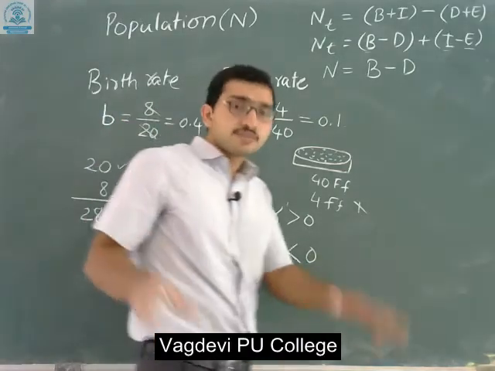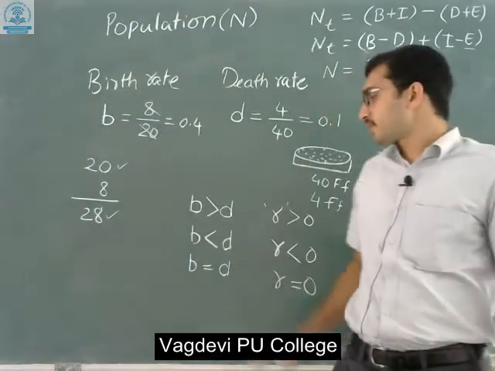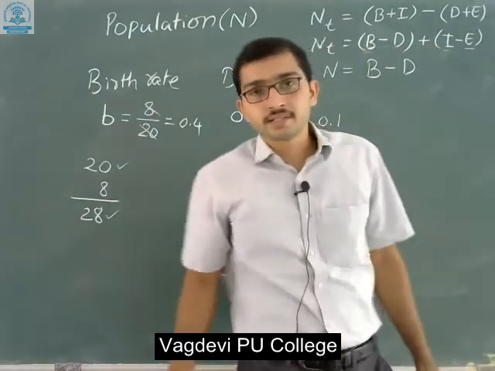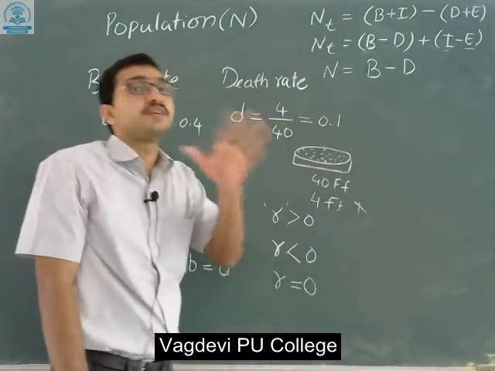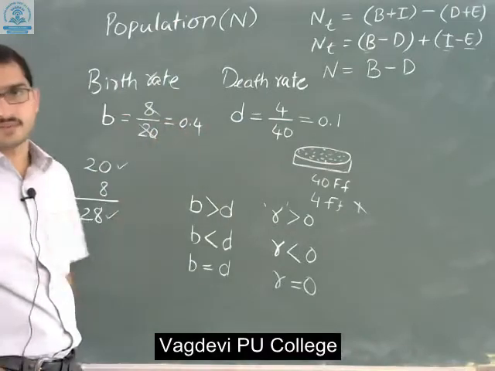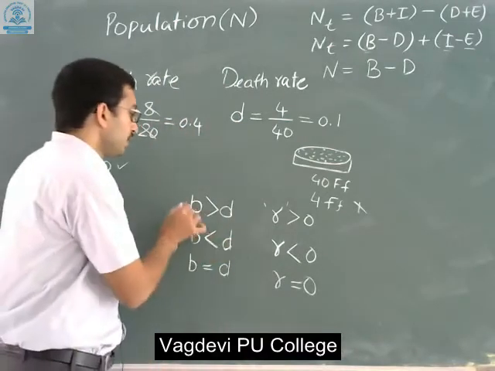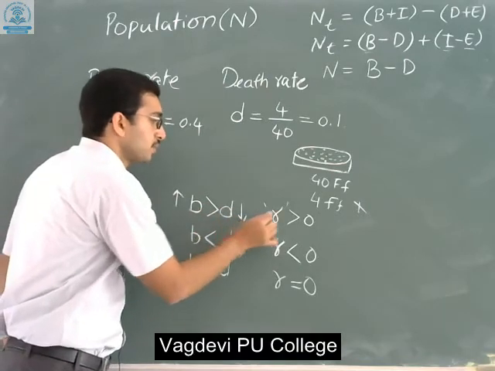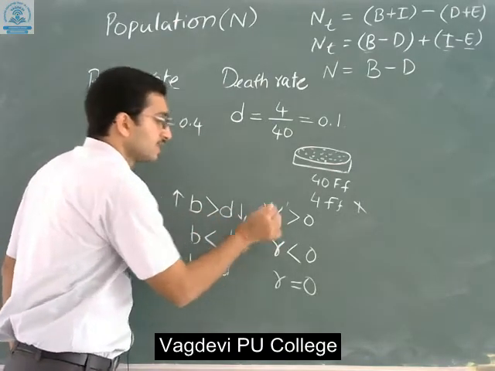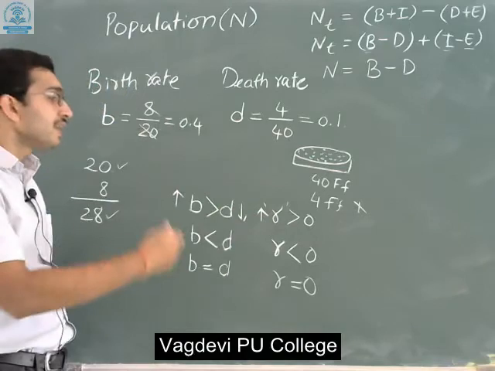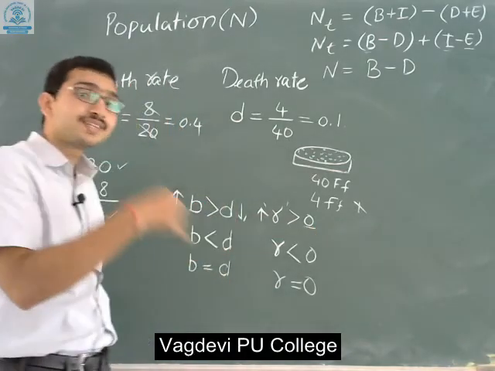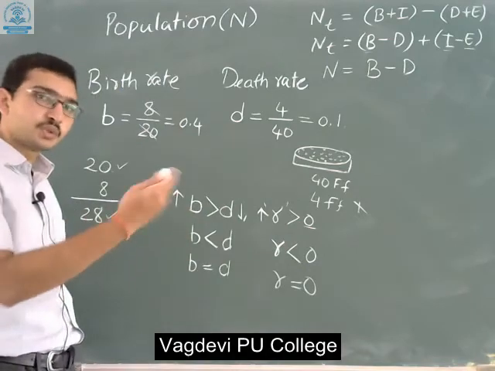Okay, this is very important. On the basis of this per capita growth rate, we can easily predict the nature of population density at various levels. Ultimately, if the birth rate is greater than the death rate, then the per capita growth rate, that is small r value, will be greater than 0.